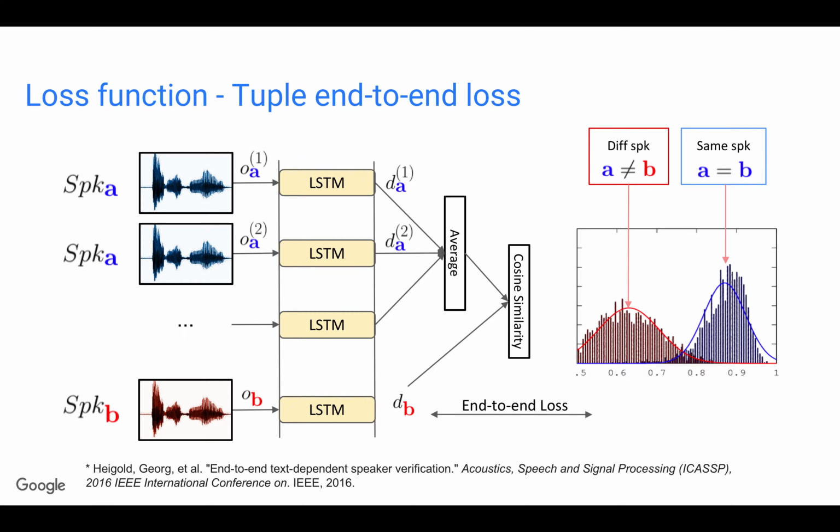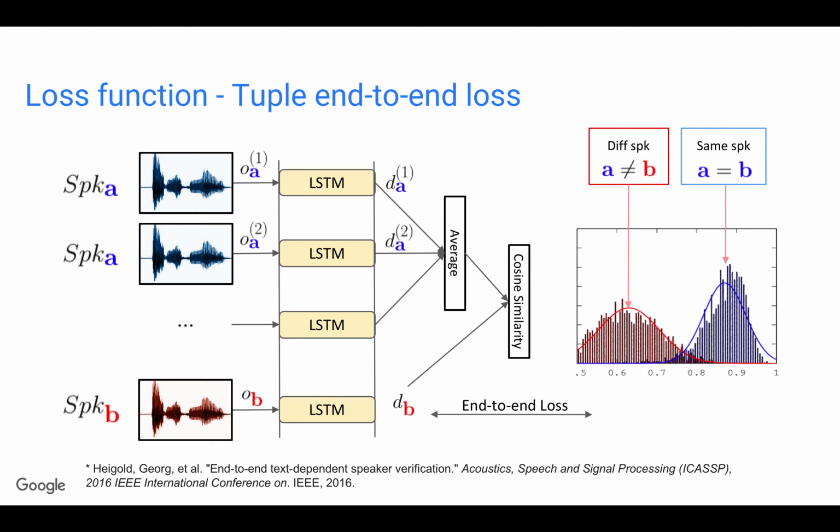our team proposed the tuple-based end-to-end loss. The input to our training is a tuple of utterances. Most of the utterances are from speaker A. We feed these utterances into our neural network and get the embeddings for speaker A, and we average these embeddings to get an averaged embedding for speaker A. There's one utterance in the tuple from speaker B, and we feed this utterance into the same neural network and get an embedding for speaker B. We compare this embedding for speaker B to the averaged embedding from speaker A and get a cosine similarity score.